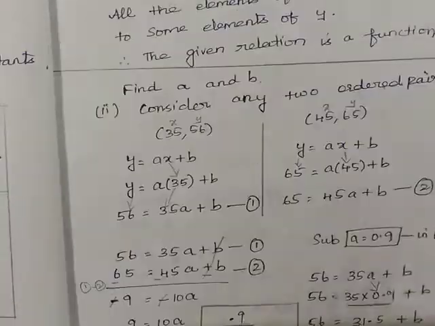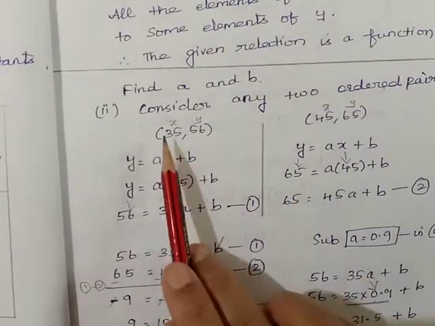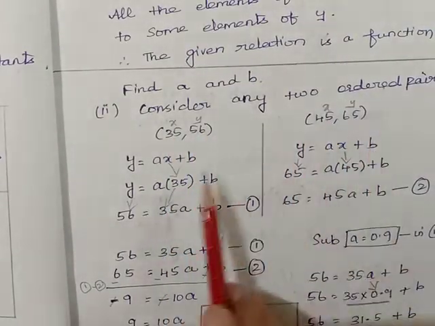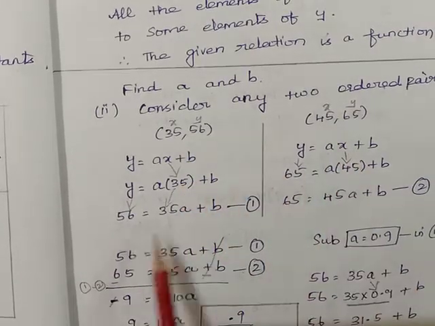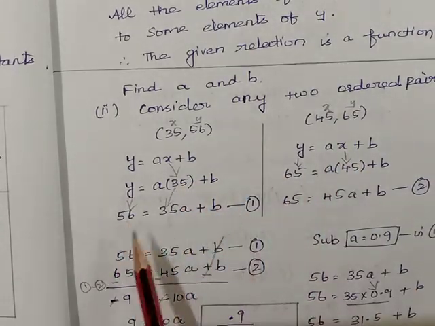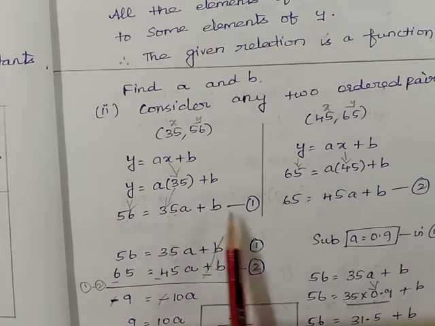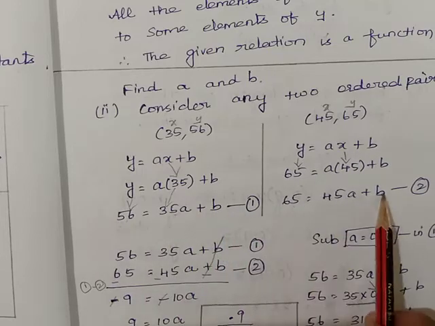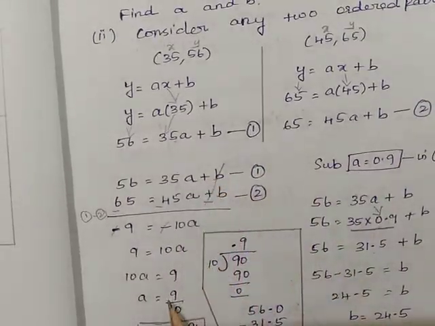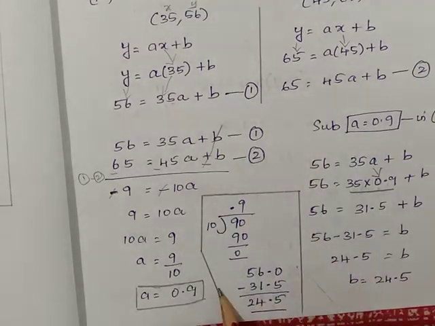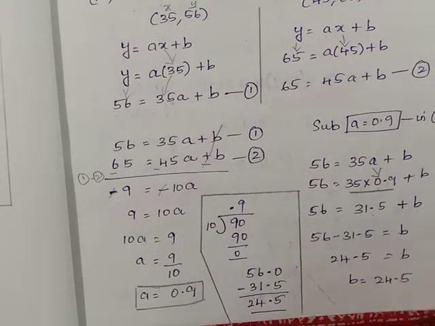So we'll consider any two ordered pairs and write them as x, y. From the given ordered pairs, we'll find the values using the equations 56 equals 35a plus b and 65 equals 45a plus b. By the elimination method, we can find the values of a and b. So this is your answer.